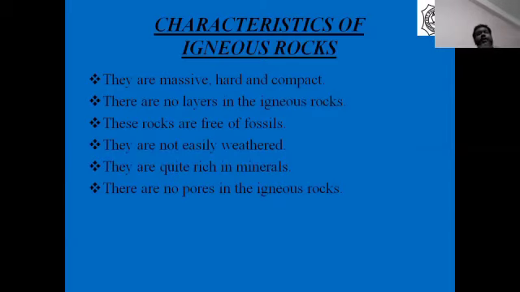Now let us see the characteristics of igneous rock. They are massive, hard and compact. Igneous rocks are very big in size, hard and very compact. There are no layers found in the igneous rock. Igneous rocks are free of fossils. Why are they free of fossils? Because they are not formed from fossils.